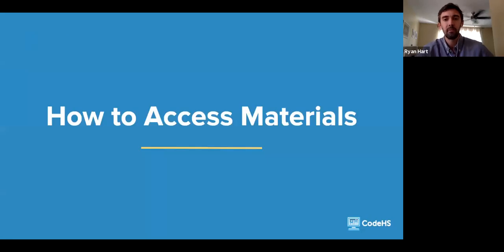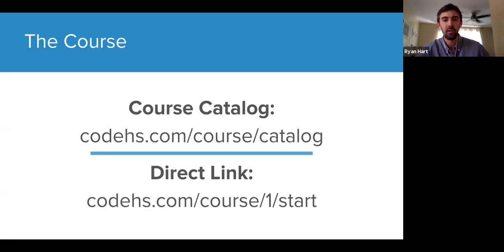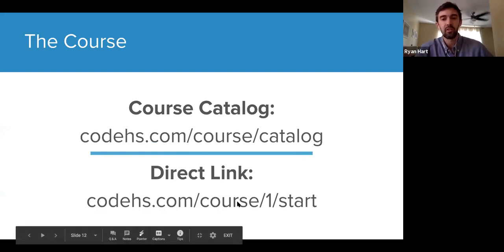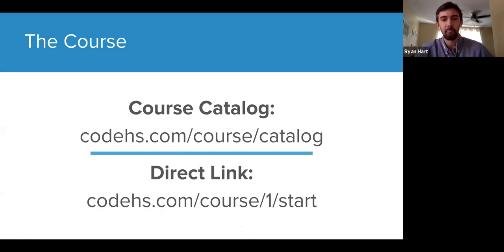Cool. All right, so let me show you how to access the materials here. The easiest way is going to be through the course catalog, and I'll load this up, but if you go to codehs.com/course/catalog, that will bring you to that main page. We do have a direct link to the course, so if you wanted to take the course yourself and just start to explore, if you just use course/1/start, that'll just stick you right in. But I'll show you how to do that right now from the course catalog.